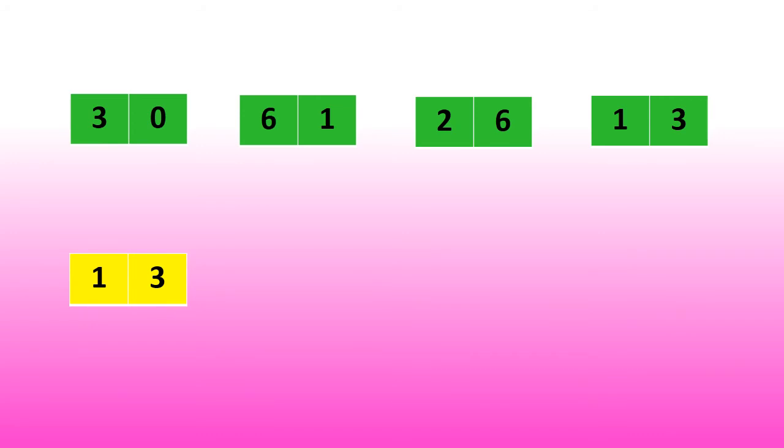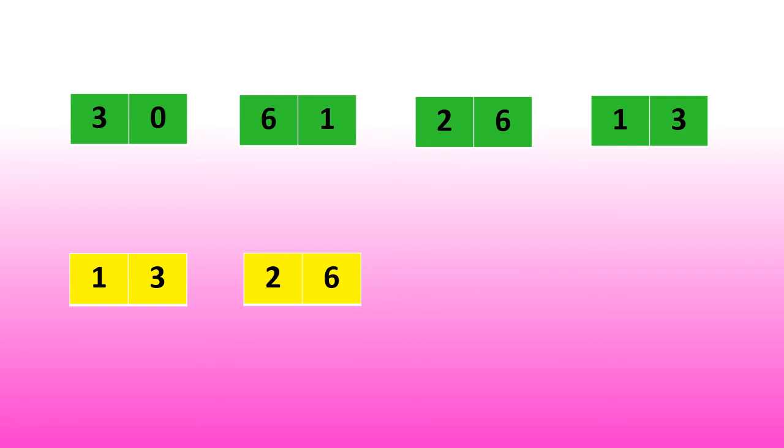Now, we are left with 3 numbers, 30, 61 and 26. So, which is the smallest number out of these 3? Absolutely correct. The number 26 with 2 tens is the smallest number out of these 3. Hence, it will come next.